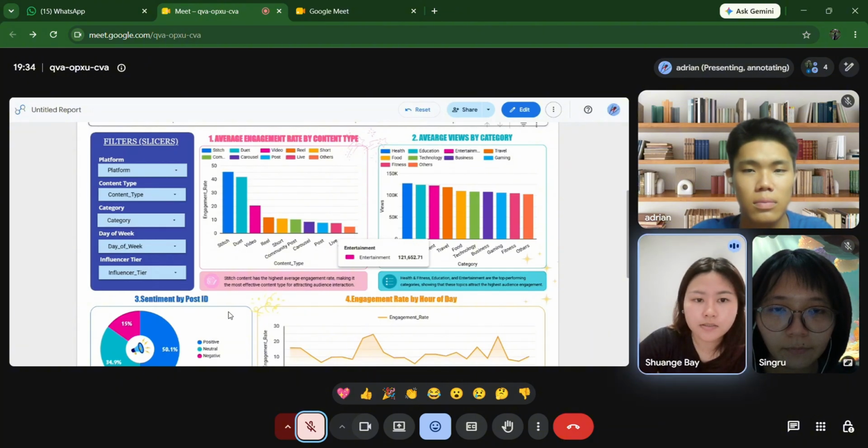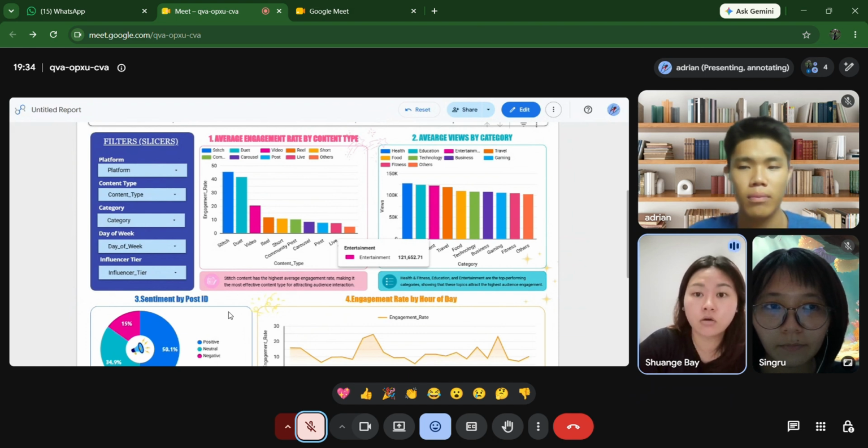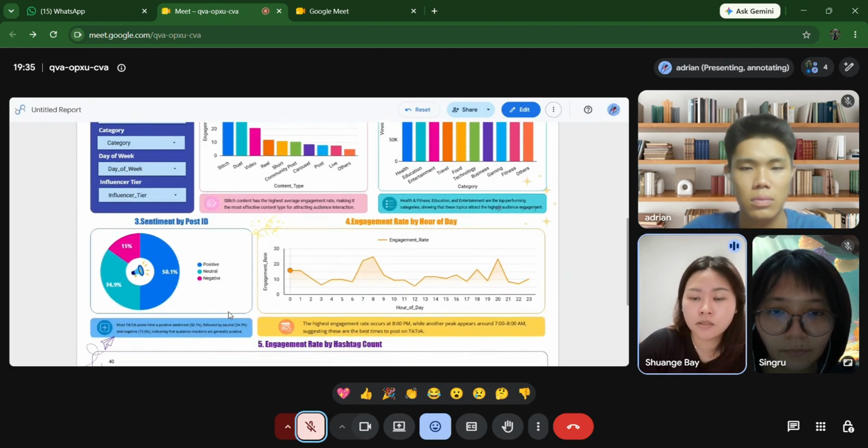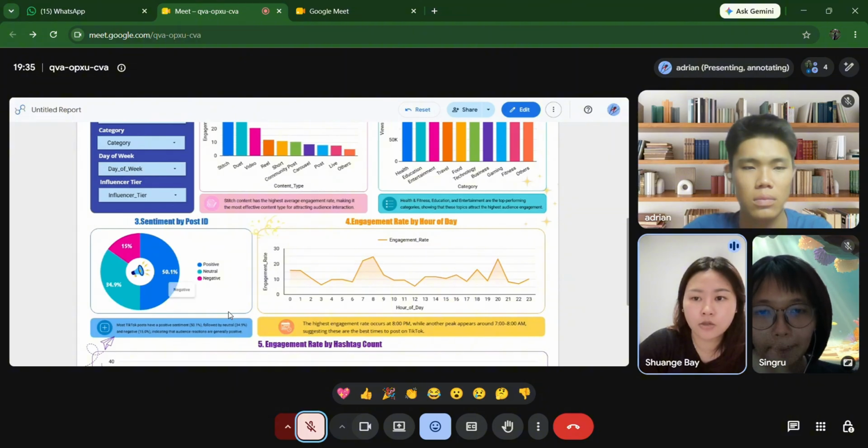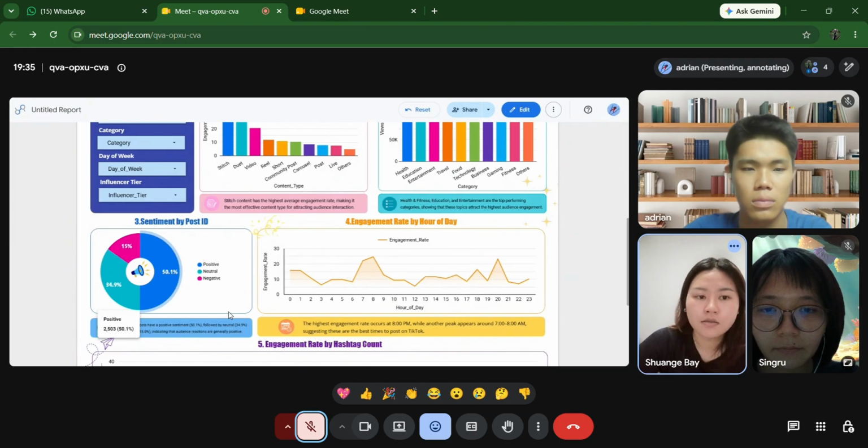So now is the third chart. The third chart is the sentiment distribution. This chart shows whether audience responses are positive, neutral, or negative. From our analysis, around 50% of the posts receive positive sentiment, around 35% are neutral, and around 15% are negative. This shows that most TikTok posts in the data set receive positive audience reactions.